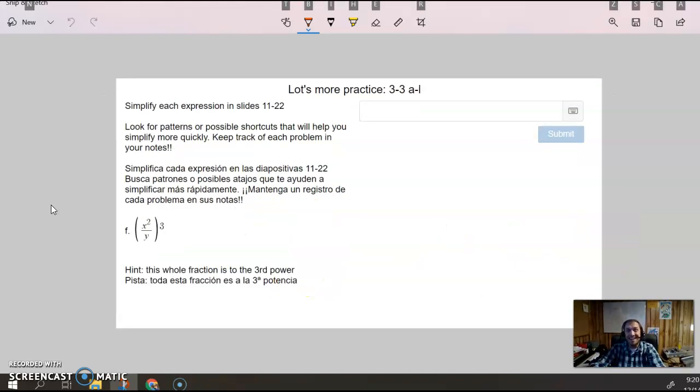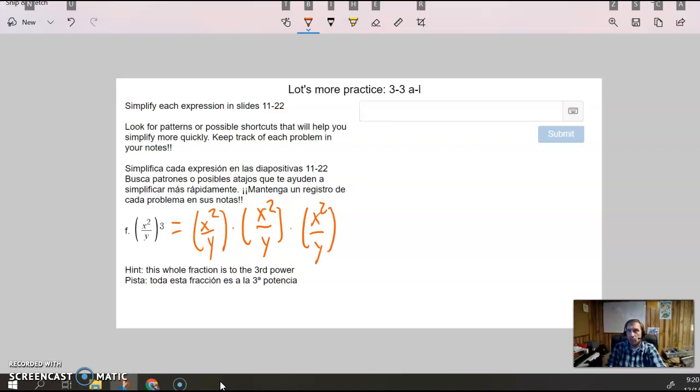So this is slide 16. And notice we have a fraction inside these parentheses, and it's all being taken to the third power. So that third power means we have 3 sets of what's inside being multiplied by each other. So we're going to do this first by saying we have 3 of these sets. So I have x squared over y times x squared over y times x squared over y.